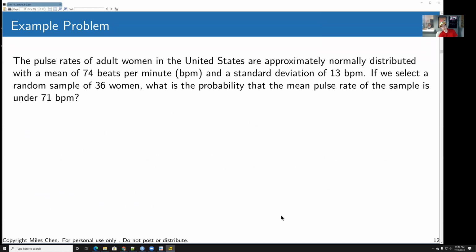Oh yeah, I have an example problem here. Okay, so we'll say the pulse rates of adult women in the United States are approximately normally distributed with a mean of 74 beats per minute and a standard deviation of 13 beats per minute, okay? If we select a random sample of 36 women, what is the probability that the mean pulse rate of this entire sample is under 71 beats per minute?